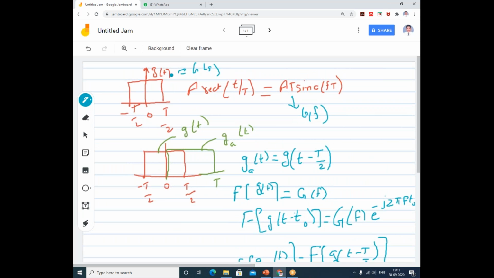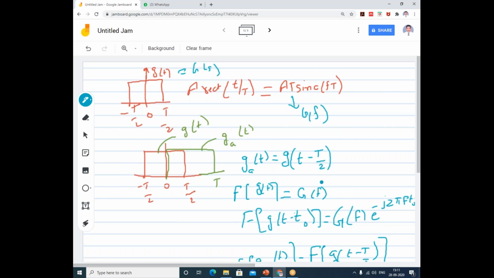So please observe it. We know the Fourier transform of a rectangular pulse which is existing from minus T by 2 to T by 2, which you can write as g of t, which is nothing but a rect of t by T, and its Fourier transform is A T sinc fT. So this is nothing but your G of f. So from the shifting property, I get g_A of t. I can get the relation like this.